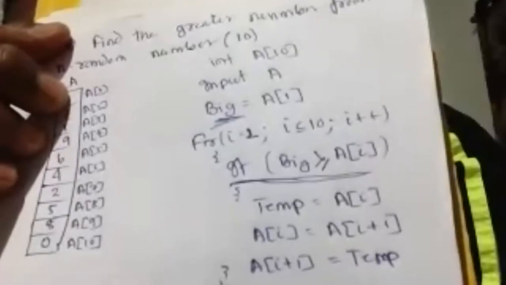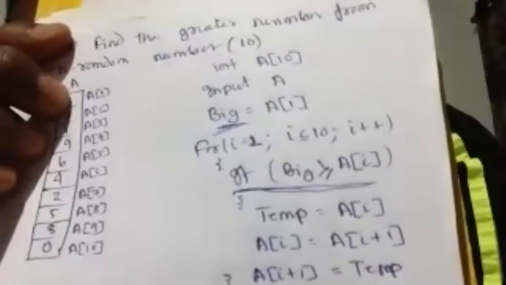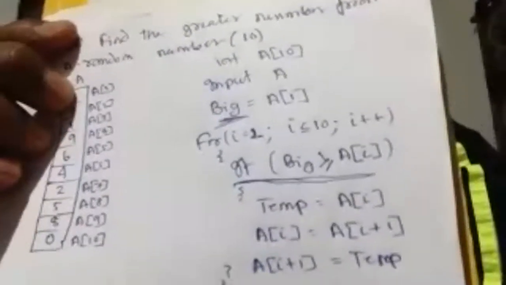If this condition is not satisfied, if big is greater than or equal to A[i], then if yes, it will remain as it is. Otherwise, it will exchange it. So for exchanging, this is the logic. Better you note it down. Over.